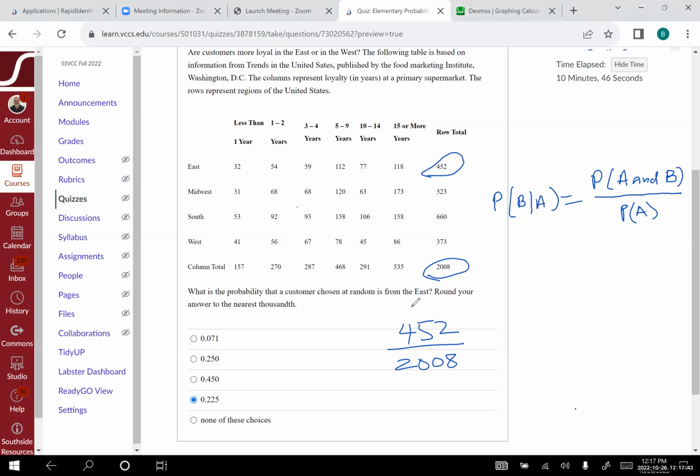See, they weren't asking much. They weren't asking any conditions or anything on it. It just says, what's the probability of being from the east? So that made that problem a lot easier.